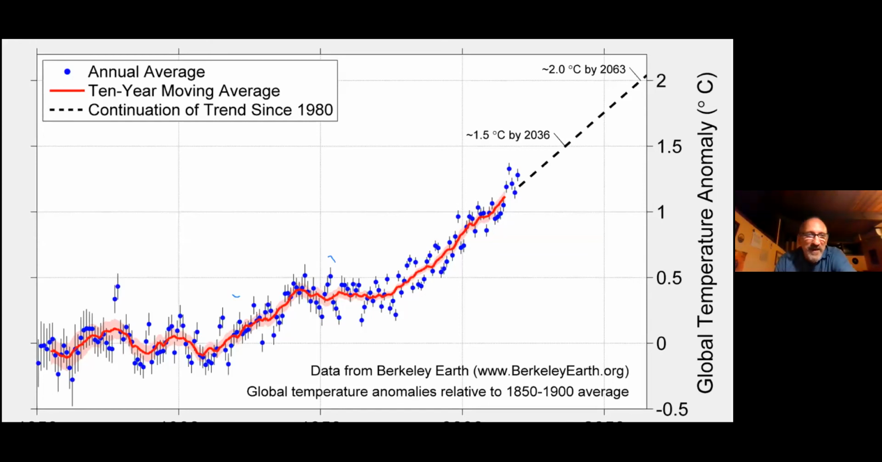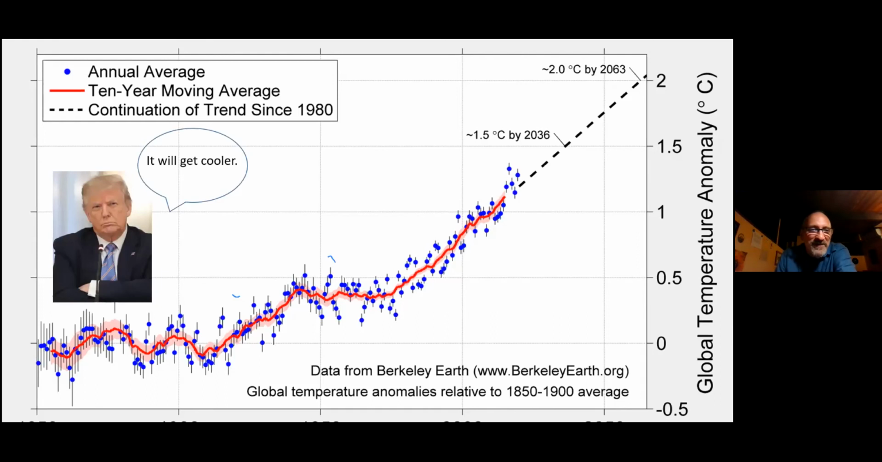Obviously we have issues with temperature that are not going away anytime soon. And with the fires burning in California, we had Trump telling the governor of California, don't worry, it will get cooler. So I'm assured. Anyway, there's going to be a lot to learn about temperature directly affecting organisms and temperature interacting with other stressors.